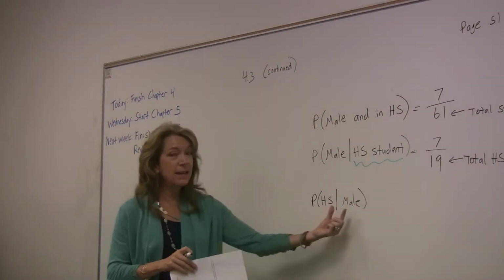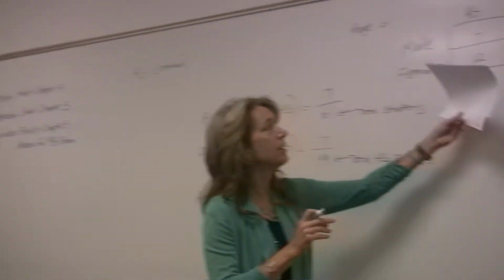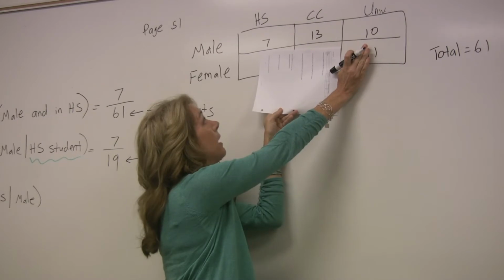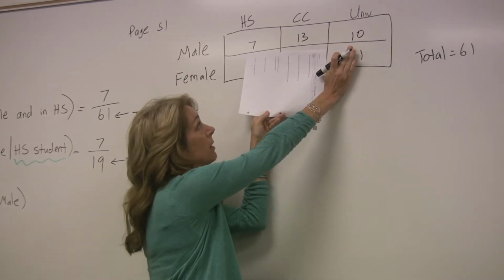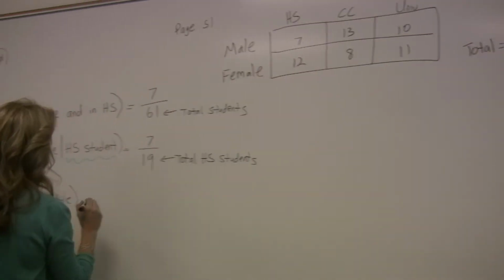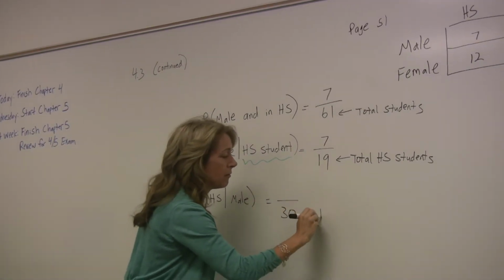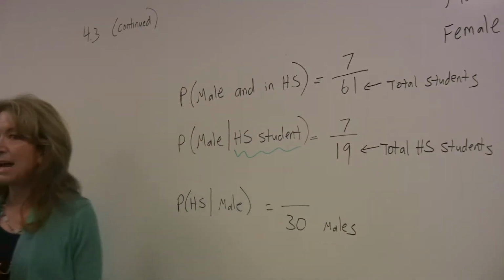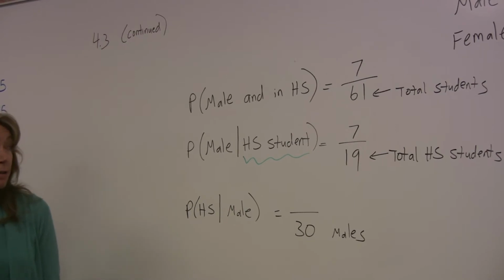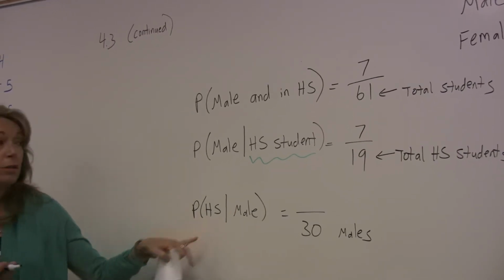Because as soon as I know I'm just looking at the males, I'm looking at just that top row, right? I know I'm only looking at those people, and I hear people tell me those add up to 30. So the difference here is I'm starting by looking at my 30 males, and now that I'm only looking at those 30, the probability that the person is high school, there's 7 of those 30 that are in high school.